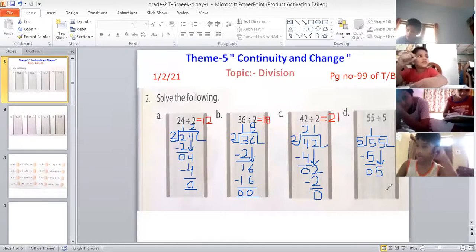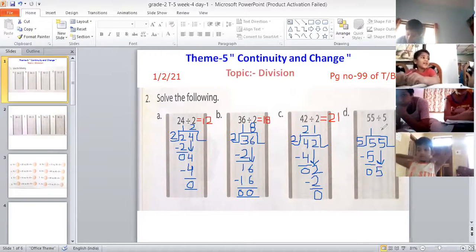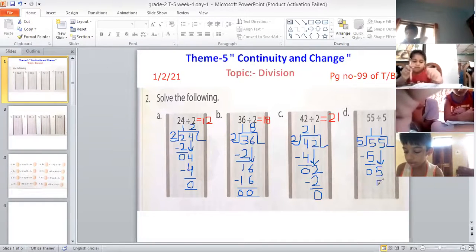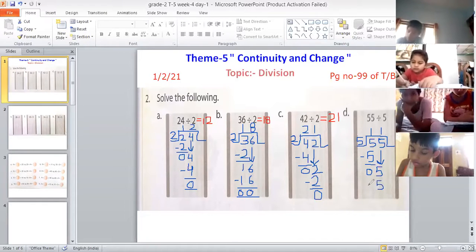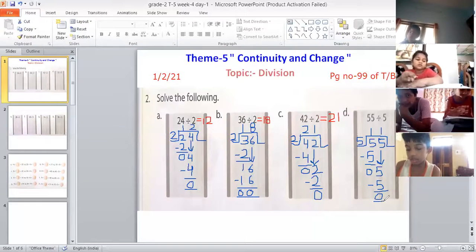Now you tell me, Tanishka, in the 5 table when will we get 5? 5 ones are 5, ma'am. Very good. So we will get 5 one time. So we will write 1 above that 5 and 5 here below this 5. And we will put a minus symbol here. Tanishka, tell me, 5 minus 5 how much? 0, ma'am. Very good. So 5 minus 5 is 0.